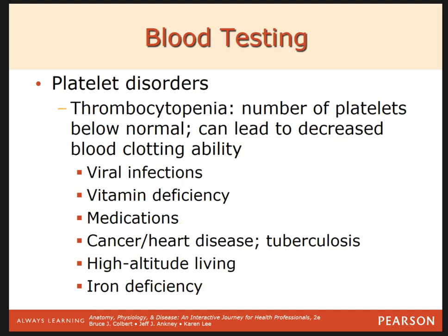So platelets being your third blood cell, we have thrombocytopenia, which is a deficiency of thrombocytes or platelets. The number is below normal, and that could lead to a decreased ability to clot. That can be caused by viral infections, vitamin deficiency, specifically vitamin K, which is also known by the name phytonadione, medications, especially cancer medications that cause bone marrow suppression, cancer, heart disease, even tuberculosis, high altitude living, and iron deficiency can all result in thrombocytopenia.